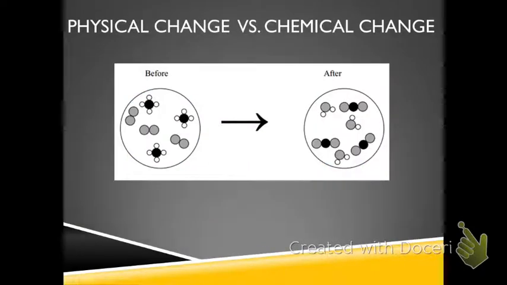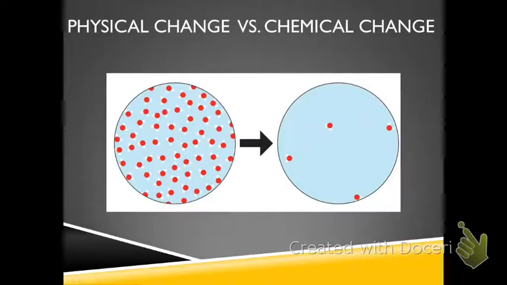The next one, the before and after. If you look, in the before photo, you have something that looks like it could be methane, like a CH4. And then on the other side, there is no CH4. They've all been broken up. The bonds have been broken between the blacks and the whites, and they've been rearranged. This tells you that a chemical change has occurred because you now have a new form of matter.